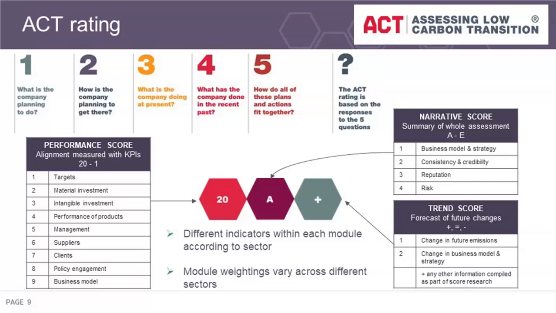And the last score is a trend score, which is the trend for a future ACT assessment. If it's a plus, we are able to say that you will improve your ACT performance. If it's a minus, you will decrease your ACT performance in the future. Or if it's equal, we consider that it will be the same in the future.